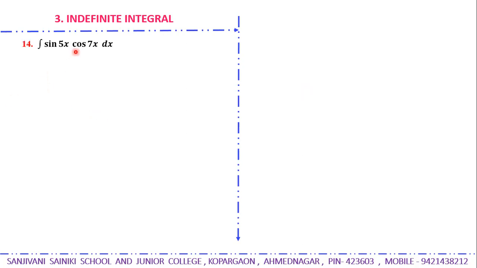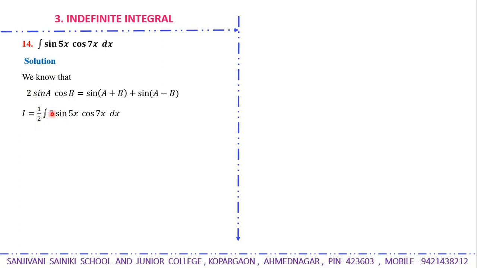Sin 5x into cos 7x. Let I be equal to the given integral. Then we know the factorization and defactorization formulae: 2 sin A cos B is equal to sin A plus B plus sin A minus B. Okay, so here sin A into cos B, so we just have to adjust the 2, multiply and divide by 2. So it becomes 2 sin A cos B.